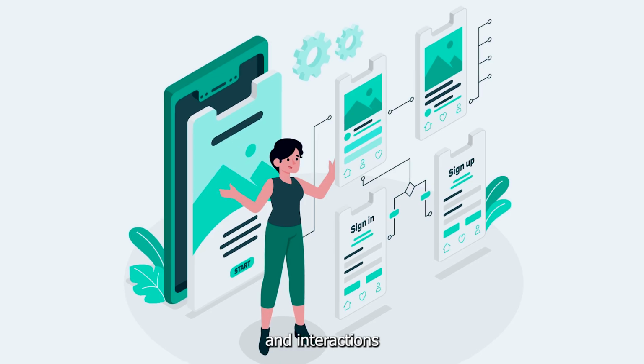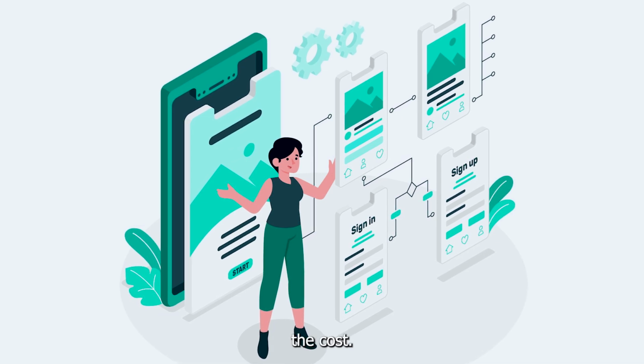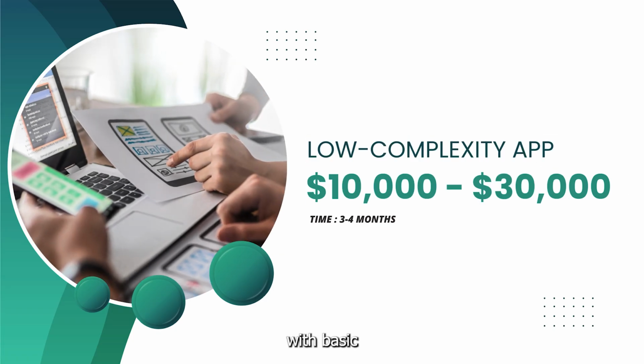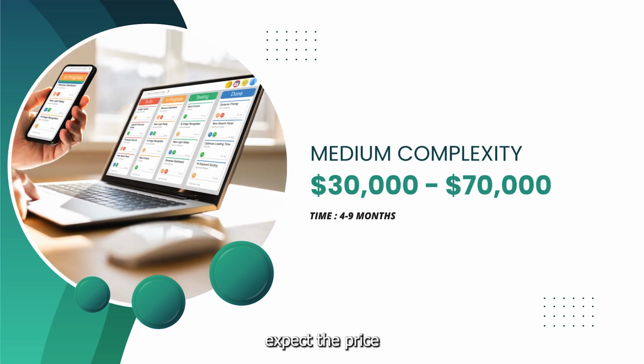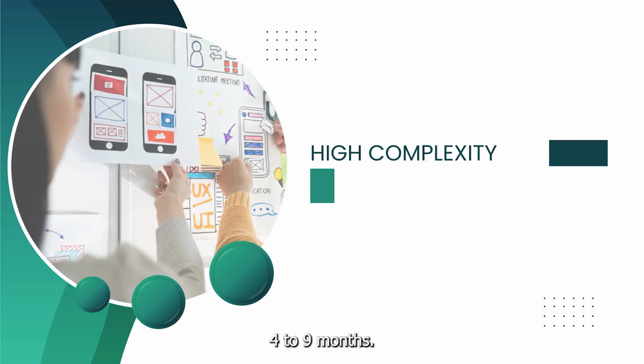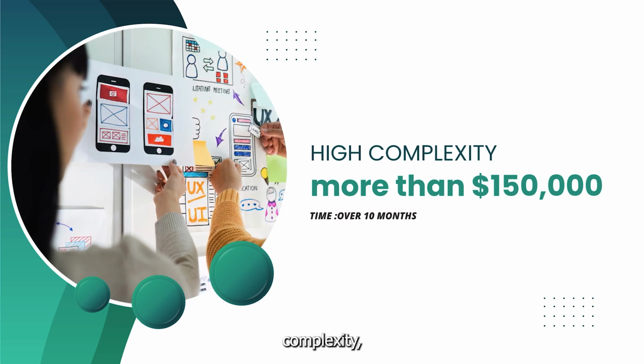So, how complex will your app be? The more features and interactions you want, the higher the cost. For a low-complexity app with basic functions, you're looking at around $10,000 to $30,000 and a timeline of 3 to 4 months. For medium complexity, expect the price to go up to $30,000 to $70,000 and take around 4 to 9 months. But if you want an app with high complexity, it could take over 10 months and cost more than $150,000.